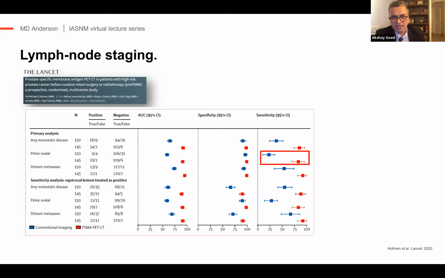PSMA has much higher sensitivity in diagnosing nodal disease as compared to conventional imaging. I think conventional imaging had a sensitivity of about 23%, and PSMA had a sensitivity of approximately 85%. So huge benefit for PSMA. But as you all also know, that pro-PSMA study did not perform histopathologic confirmation of nodal disease.